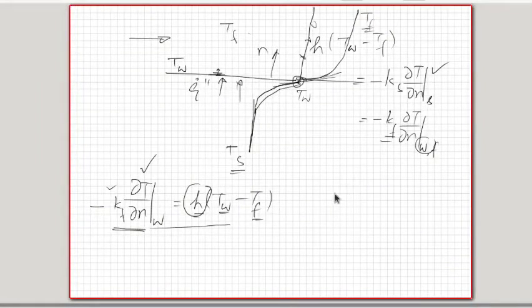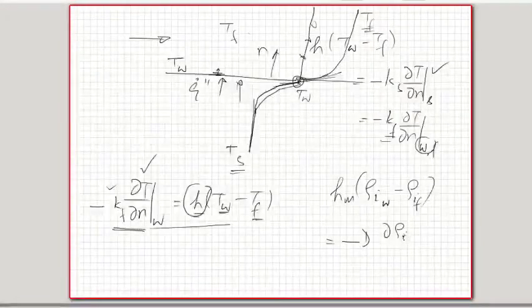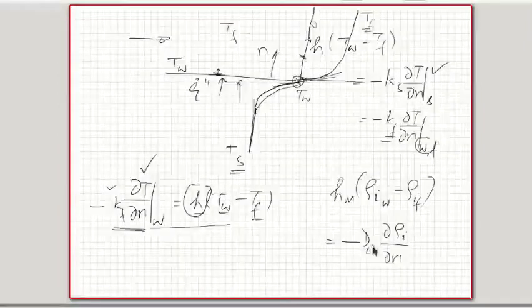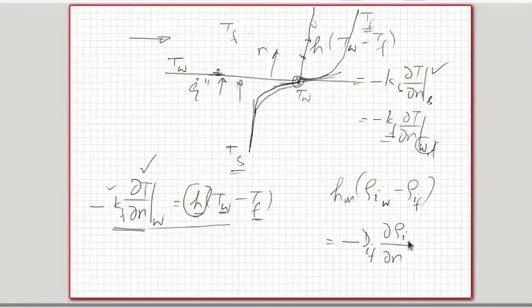In the same way, the mass transfer coefficient Hm multiplied by rho I wall minus rho I fluid can be written as equal to minus D into del rho I by del n. Here D is the diffusivity of species I into the rest of the fluid. So if I solve for rho I using the species equation at different locations, then I can get the del rho I by del n at the fluid surface, and in the same way I equate these.